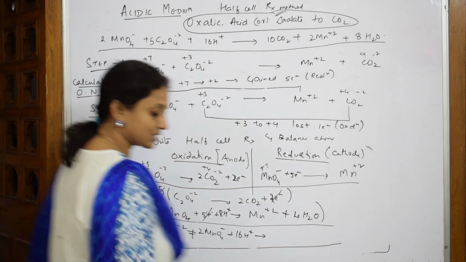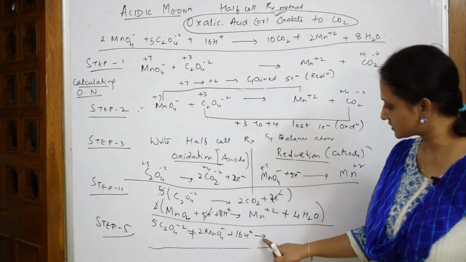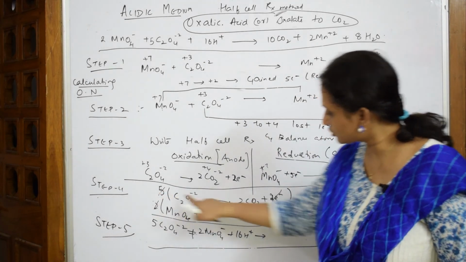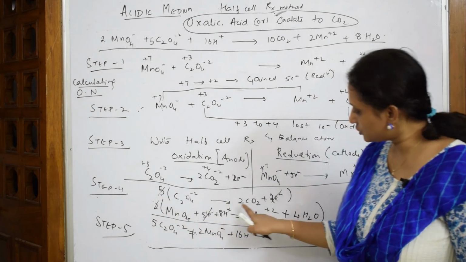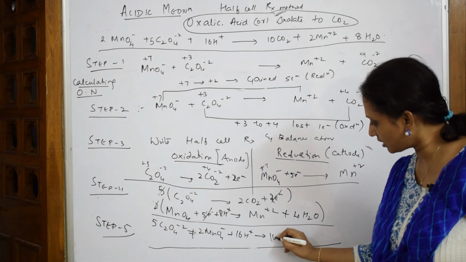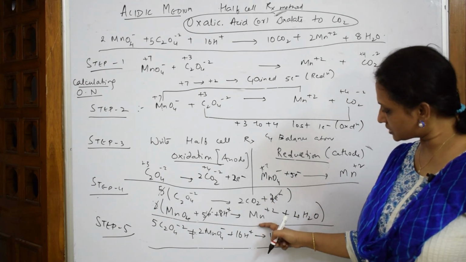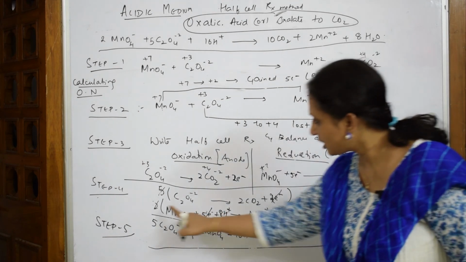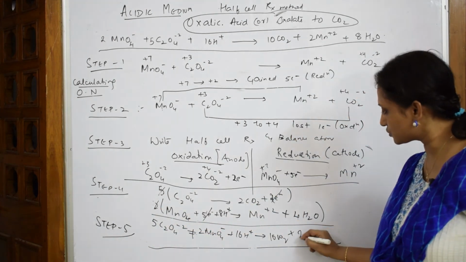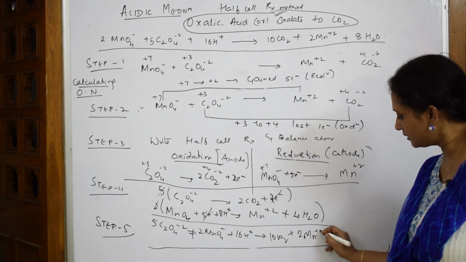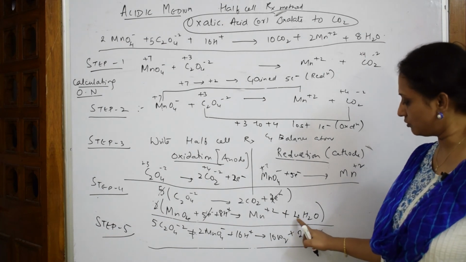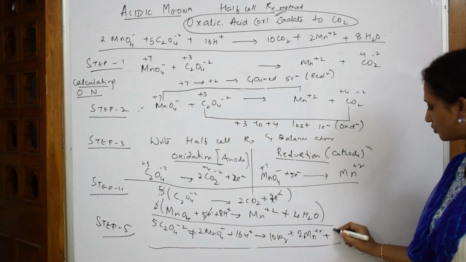Done. Let's come back to the product side. When I have to write the product side, again start. 5 is common to whole. 5 into 2 is 10 carbon dioxide plus, electrons got cancelled. Below carbon dioxide, what do you have? You have Mn2+. How many do you have? 2 Mn2+. Done. Plus water molecules, 4 into 2, 8 water molecules.